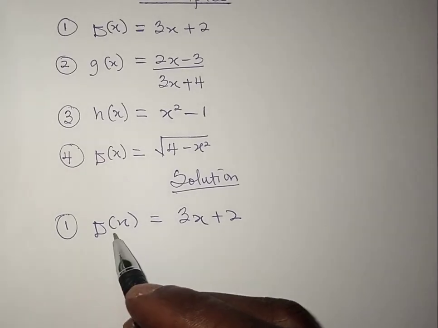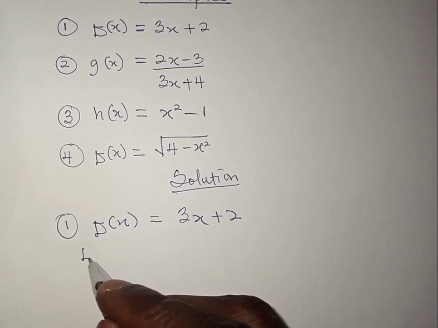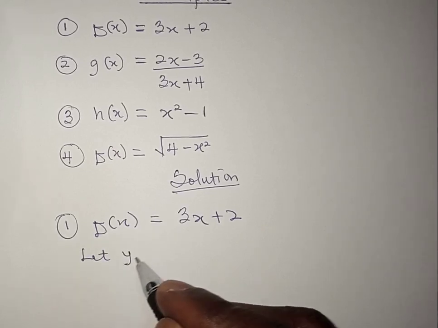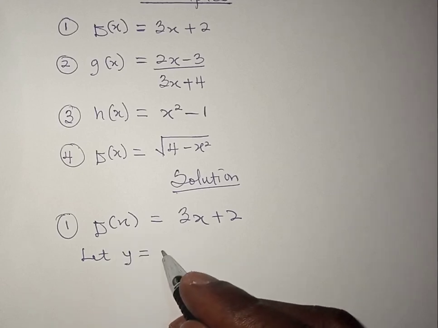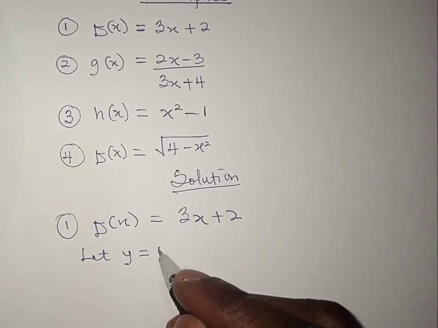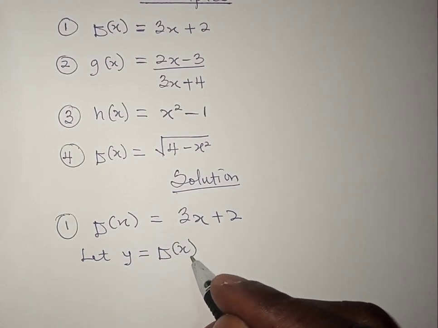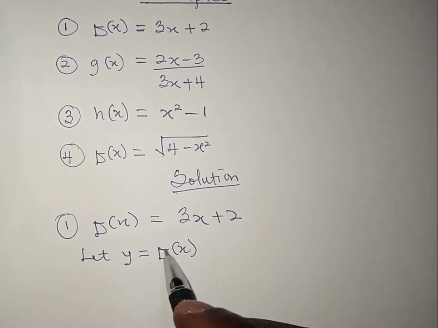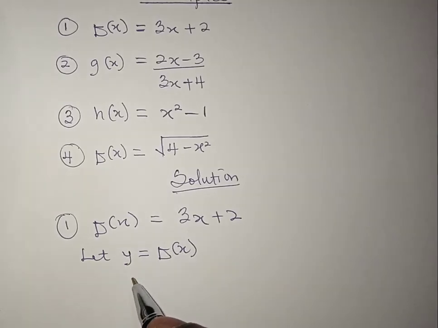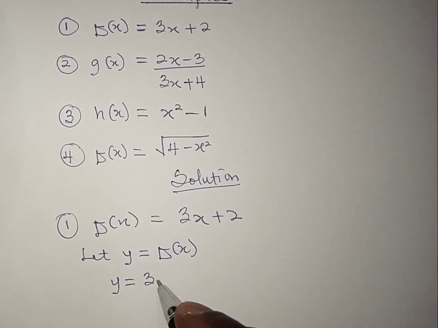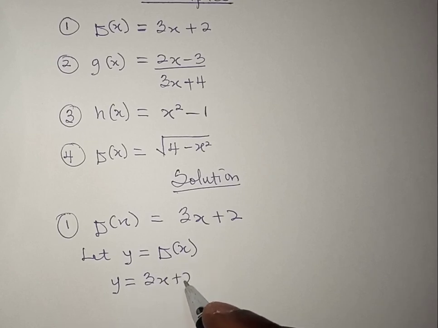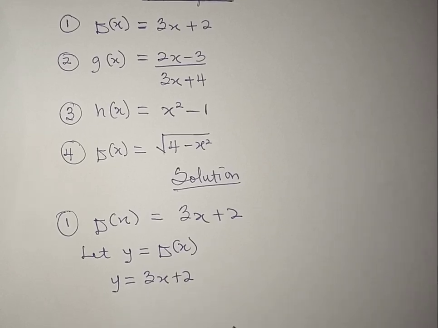In the first place, we are saying that we should let y be this function, f at x. It means we shall replace f at x by y. In this case, our new equation becomes y is equal to 3x plus 2. So that's the first step.